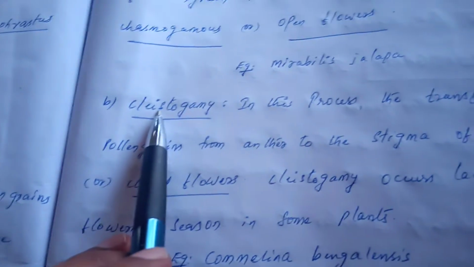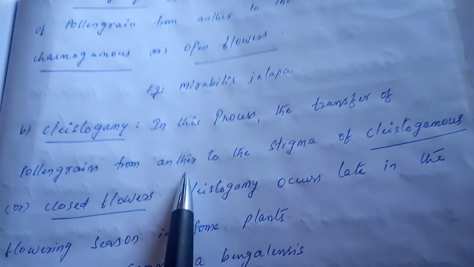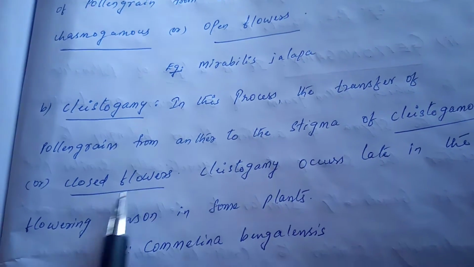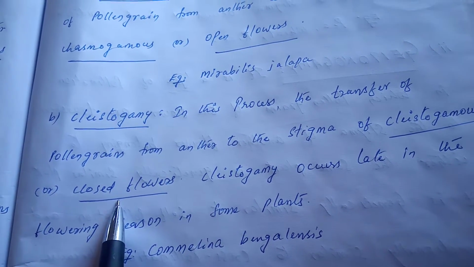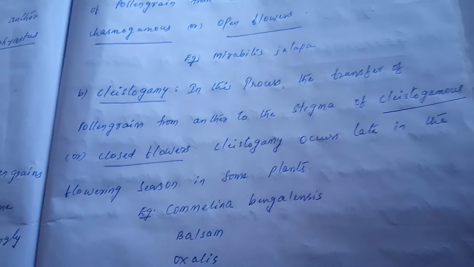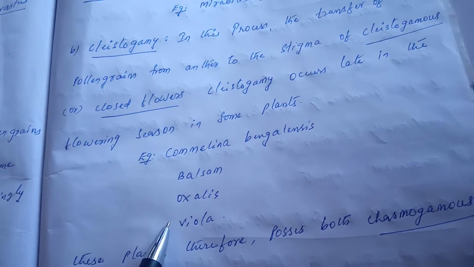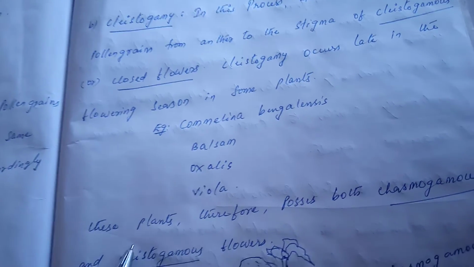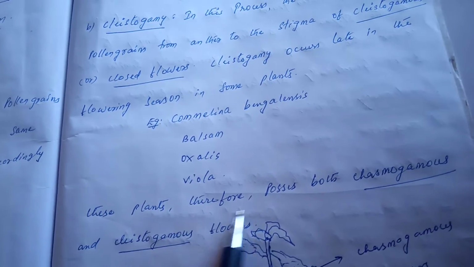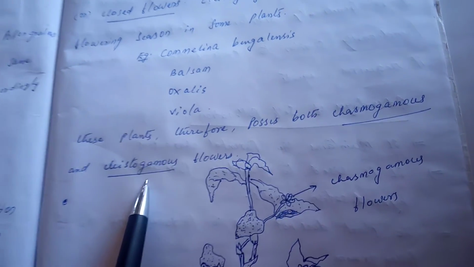And the second one is cleistogamy. In this process, there is transfer of pollen grains from anther to stigma of cleistogamous or closed flowers. Cleistogamous flowers are also called closed flowers. Cleistogamy occurs late in the flowering season in some plants, Commelina bengalensis, Oxalis, and Viola. These plants therefore possess both chasmogamous and cleistogamous flowers. So these plants have both open flowers and closed flowers.